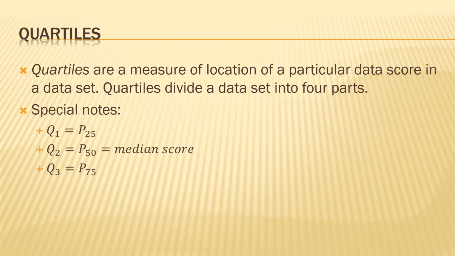Here are some special case notes that you should be made aware of. Q1, or the first quartile, is always equal to the 25th percentile. We will get into percentiles later on in this lesson. The second quartile will always be equal to the 50th percentile score, and it will also always be the median score. And the third quartile will always be equal to the 75th percentile.